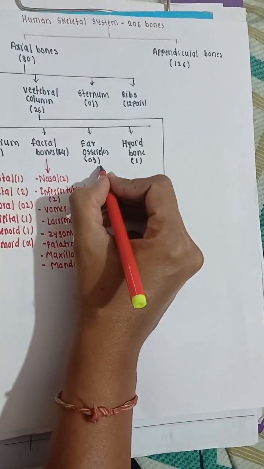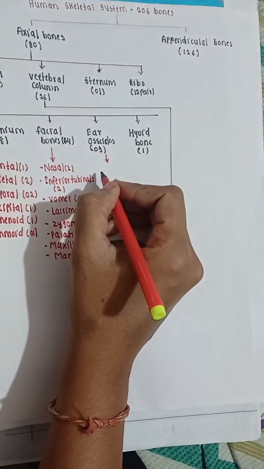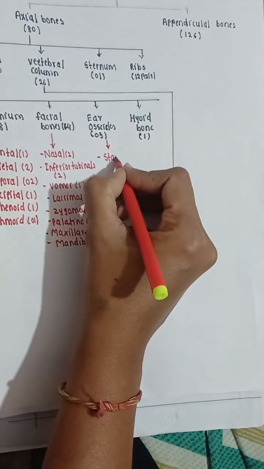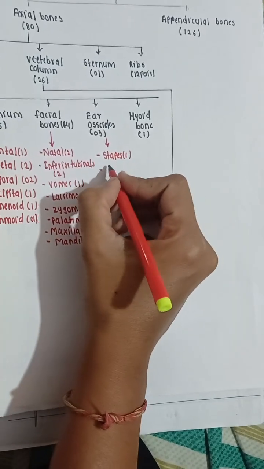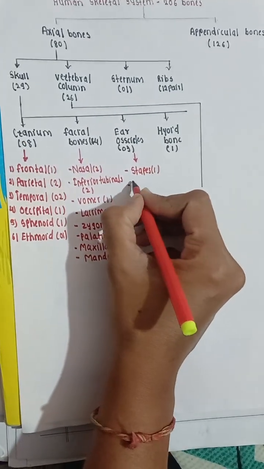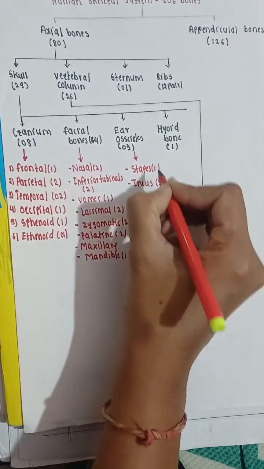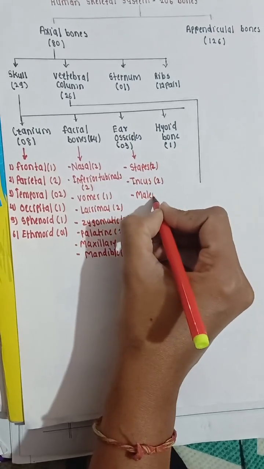The next one is the ear ossicles. There are 6 bones in 2 ears. First one is the stapes, stapes 2 in number, then incus 2 and third one is the malleus.